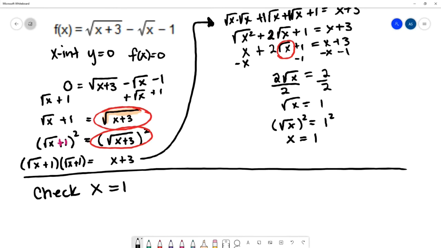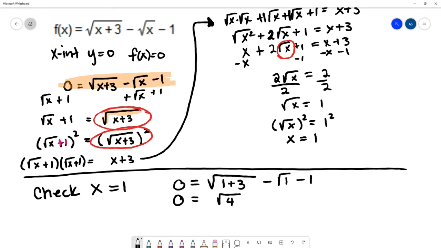Extraneous solutions means extra solutions that don't work in the original equation. So I'm going to check this solution in the original equation, and that would be 0 equals square root of 1 plus 3 minus square root of 1 minus 1. This is square root of 4. Square root of 1 is 1.